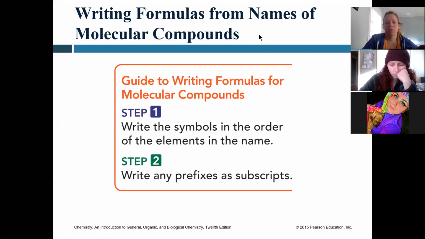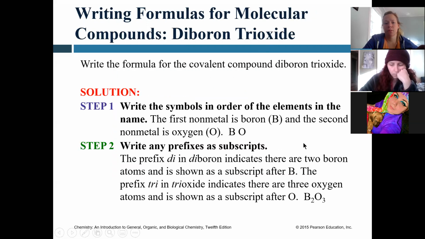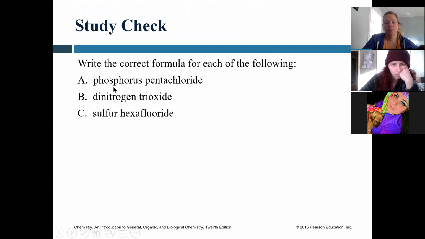So writing formulas from the names, if we go in the other direction, write the symbol in the order of the elements that they're named in, and then just take the prefixes and make them the subscripts. So if you're given something like this, phosphorus pentachloride, that means I have phosphorus and chlorine in it. How many phosphorus do I have? Just one. Pentachloride means that as far as chlorine's concerned, I have 5 of them.